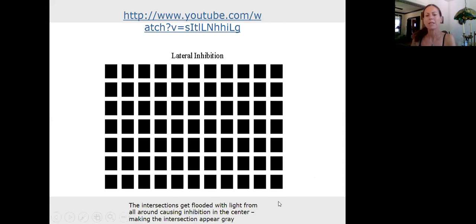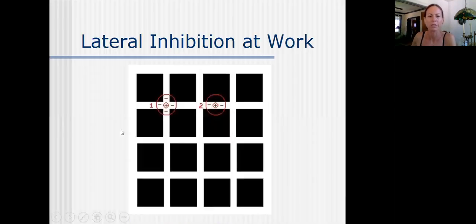What happens is that these intersections get really flooded from light all around, and that causes an inhibition in the center, and I'll show you that on the next slide. What's happening here is that if you're looking at the center of the intersection, because you've got light shining in the center there, and you've got light from all four sides, that receptive area in the center is going to be inhibited very greatly, and that's why it starts to appear gray to you, because it's a little bit more inhibited.